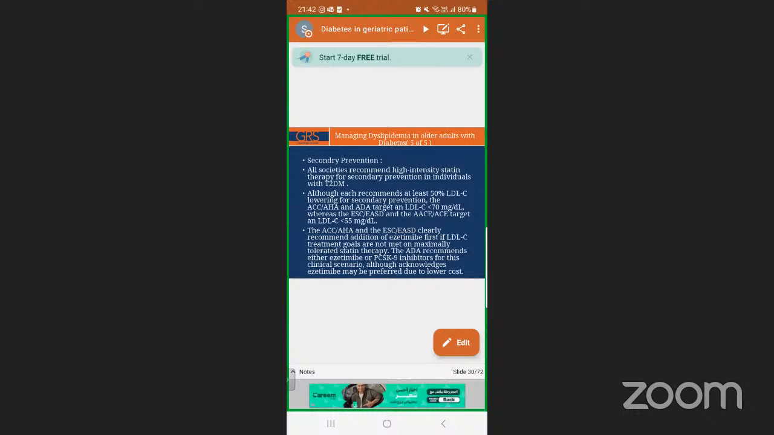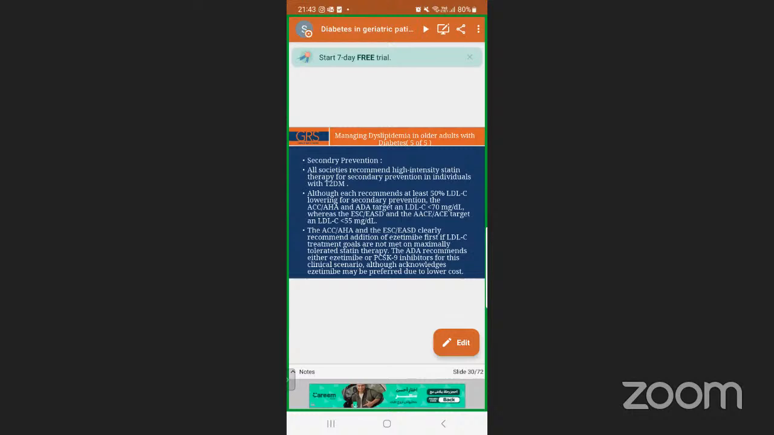For secondary prevention, all societies recommended high-intensity statin therapy in individuals with type 2 diabetes, although each recommends at least 50% LDL lowering. The American College of Cardiology and ADA target LDL less than 70 milligram per deciliter, whereas the European Society of Cardiology and the American Association of Clinical Endocrinologists recommended target LDL less than 55.